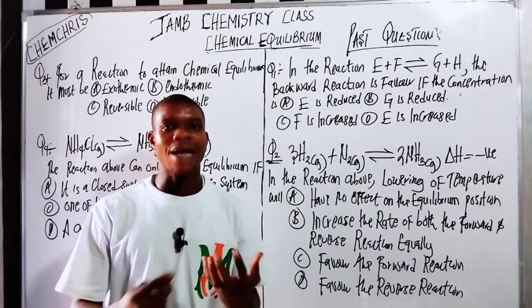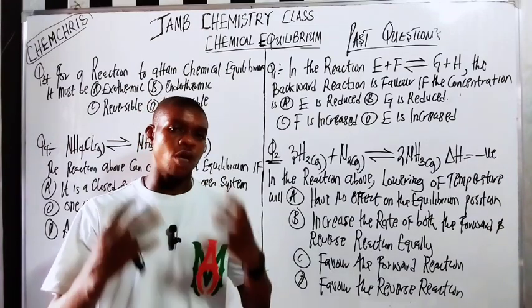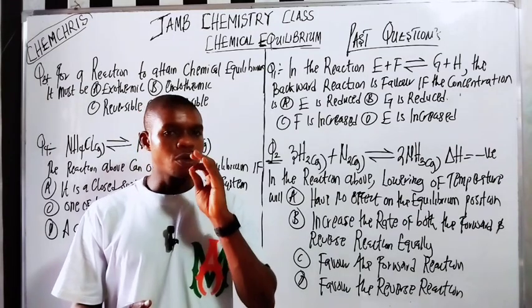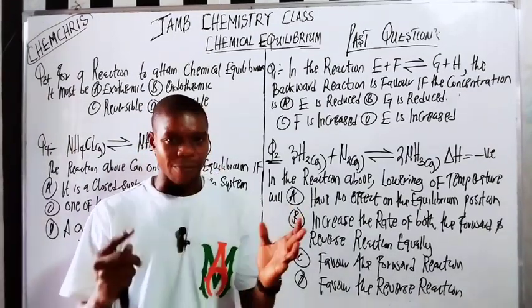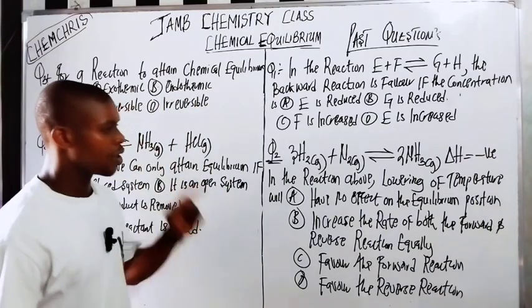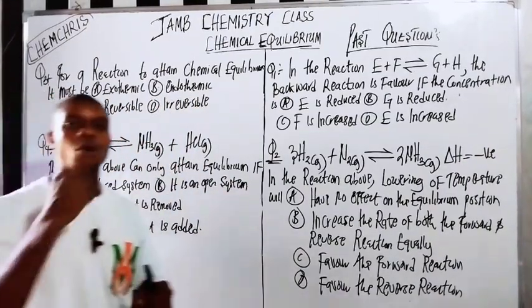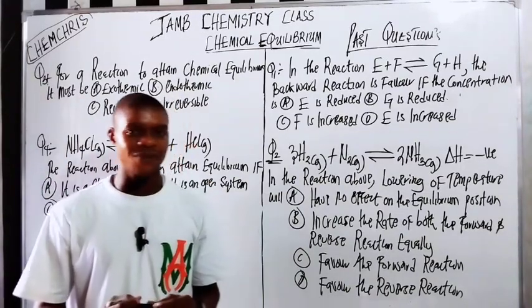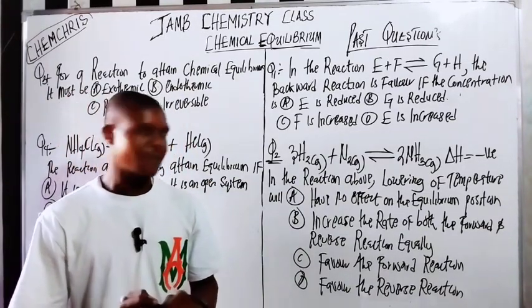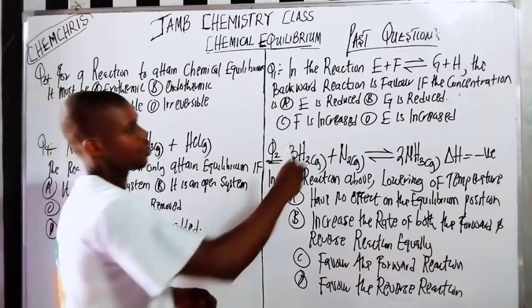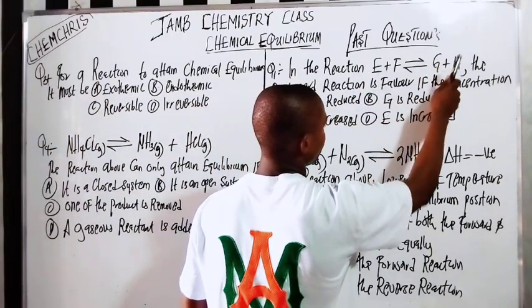Do you understand? And the good thing is that if you're able to answer most of the questions, I can guarantee you that 2 or 3 of the questions you have answered before are what you're going to see in your exam. You get? So you want to pay close attention here. Now, if you have not watched the first video on chemical equilibrium, please make sure you check out the first video. That first video is very, very important. So let's look at the first one here. They say that in the reaction, look at the reaction here. E plus F equals G plus H.